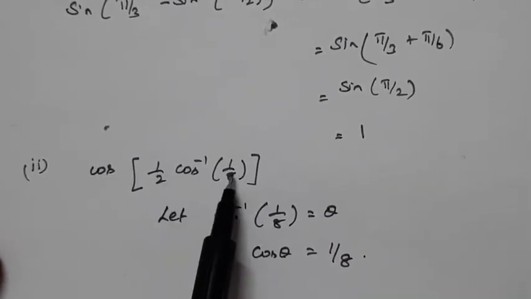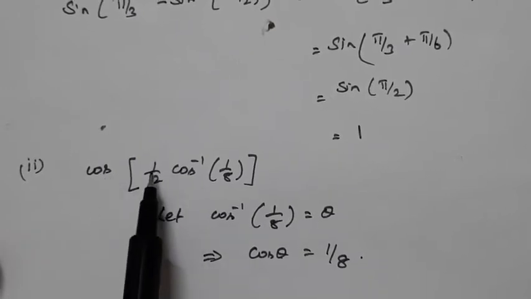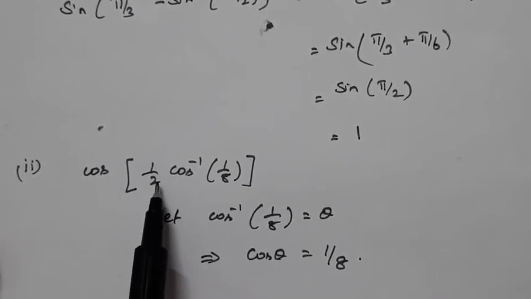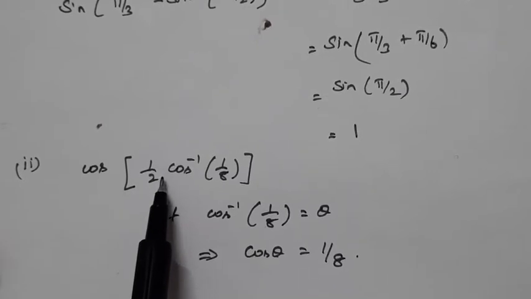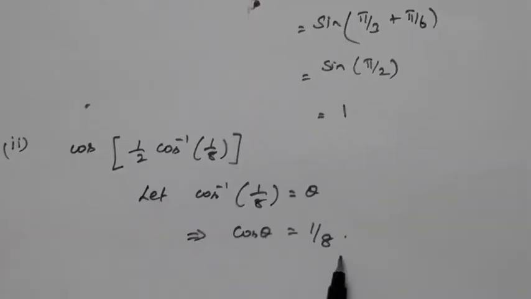After substituting cos inverse of 1 by 8 as theta, the given problem reduces to cos theta by 2. If you replace cos inverse of 1 by 8 as theta, what happens to the given problem? It reduces to cos theta by 2. It is not equal to cos theta. So, you have to find out cos theta by 2, where cos theta is 1 by 8.